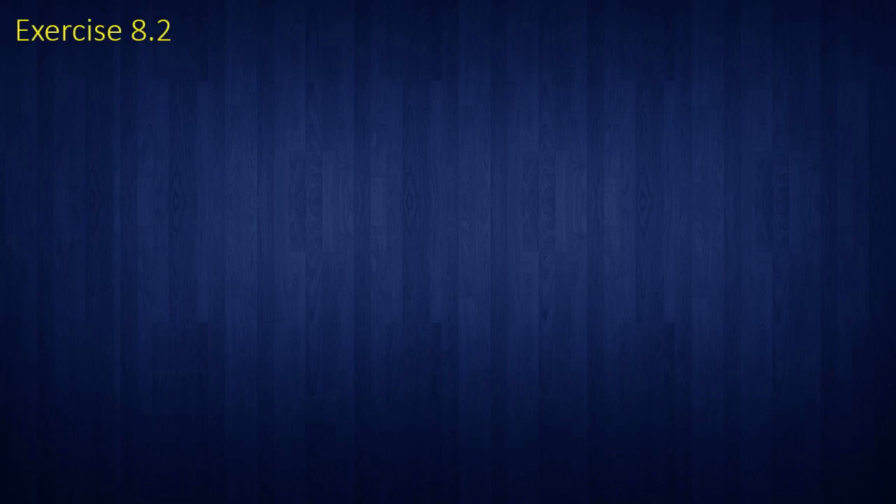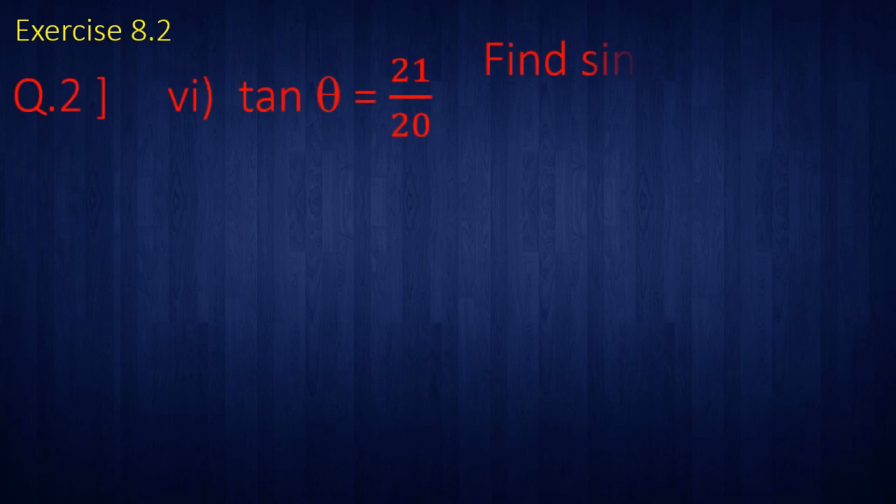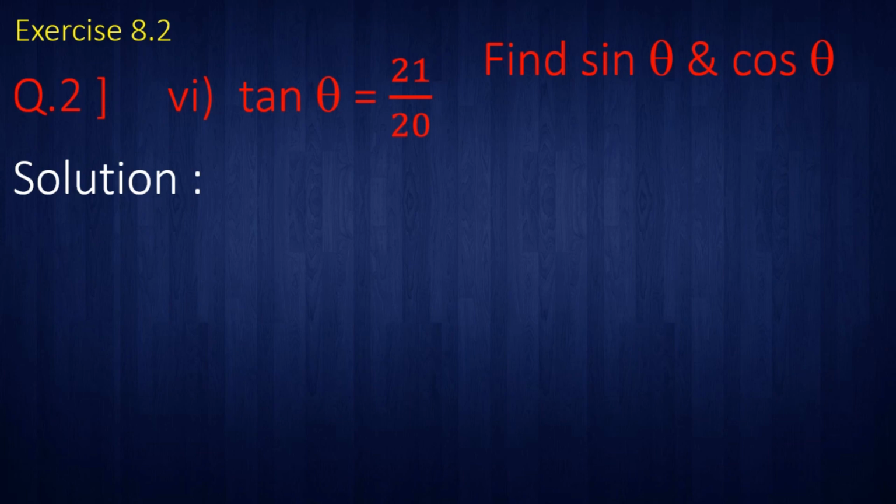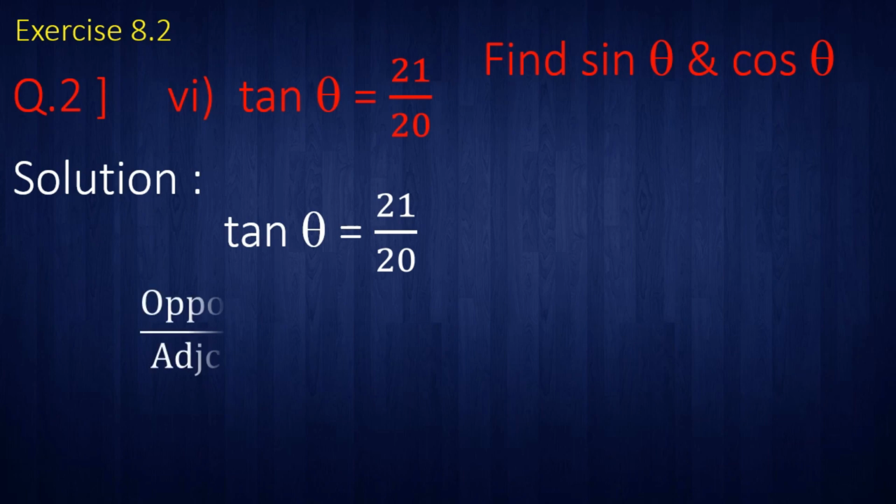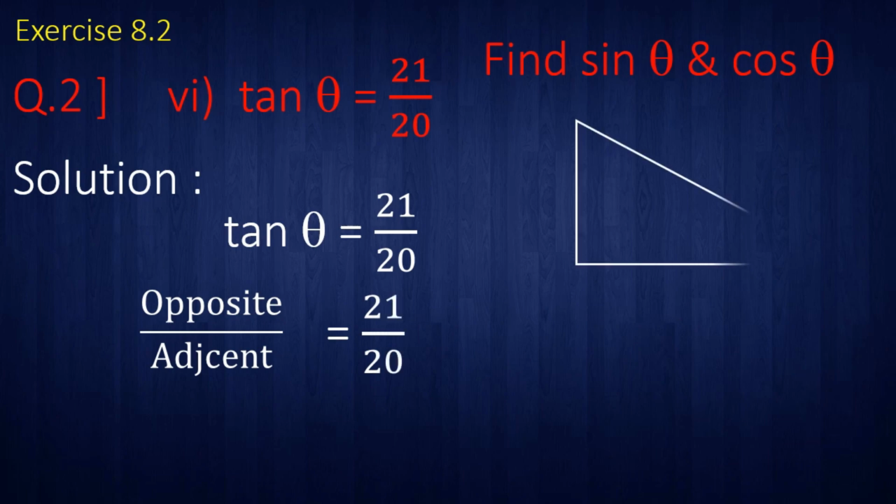Exercise 8.2, question number 2, the 6th question. Tan theta is equal to 21 upon 20. Sin theta and cos theta we have to find. Tan theta is given 21 upon 20. Tan theta formula is opposite upon adjacent, 21 upon 20. Now let's draw a triangle to find opposite and adjacent.